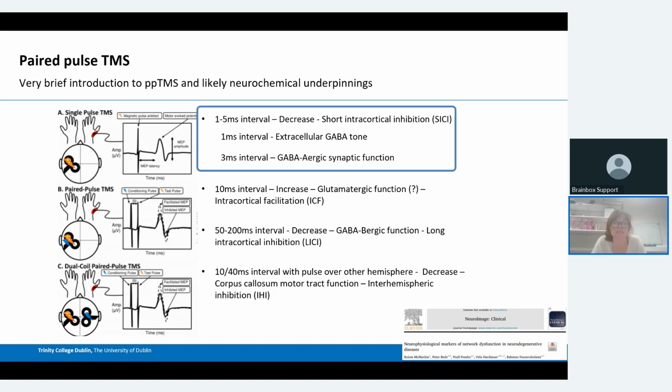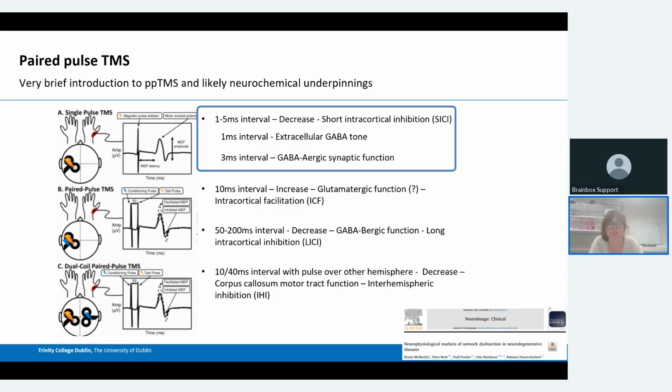And what we see is that when we have the conditioning stimulus there before the test stimulus, the MEP on average is smaller than if there was no conditioning stimulus. So we are inferring that the conditioning stimulus has activated some inhibitory aspect of the circuitry, which is dampening down the excitability of the upper motor neurons so that they're less responsive.